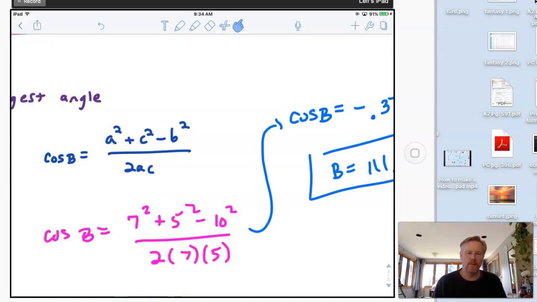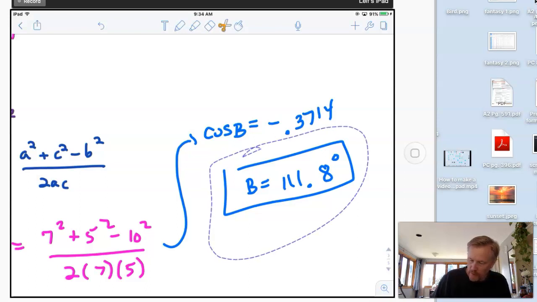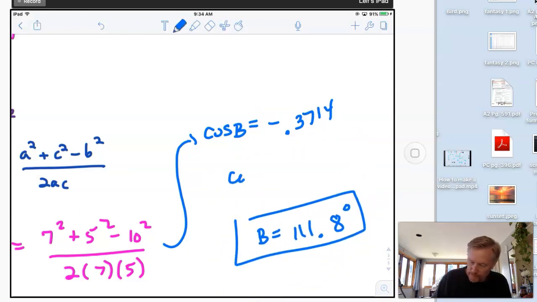So when you take that 7 squared plus 5 squared minus 10 squared, divide by 2 times 7 times 5, you get negative 0.3714, and then do the inverse cosine, right? And you will get your answer of 111.8.